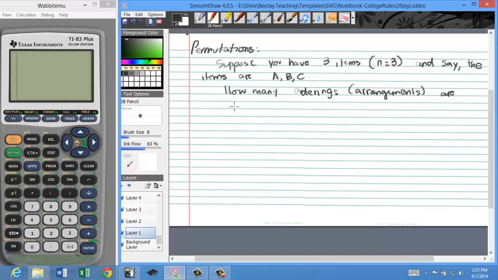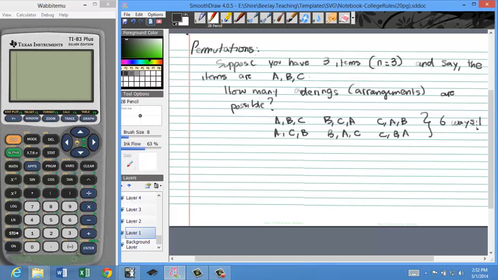are possible? Now in this case I can write them out and count them. So I could say A, B, C, that's 1. A, C, B, that's 2. B, C, A, 3. B, A, C, 4. C, A, B, and C, B, A. So I can easily count and say 6 ways. Oh, that's not difficult. Why do I need math for this? I could just count it, right?